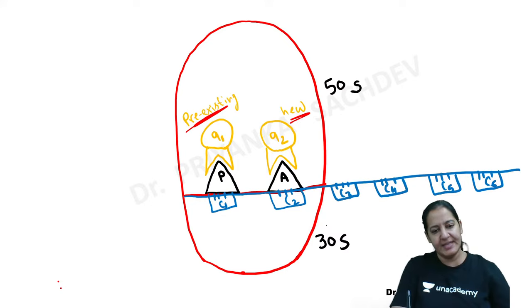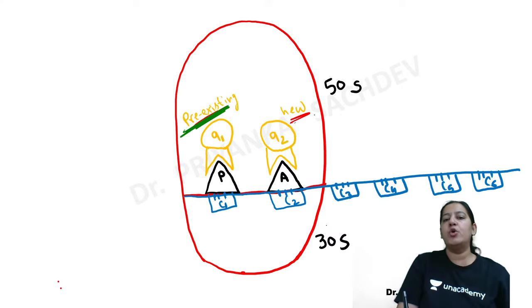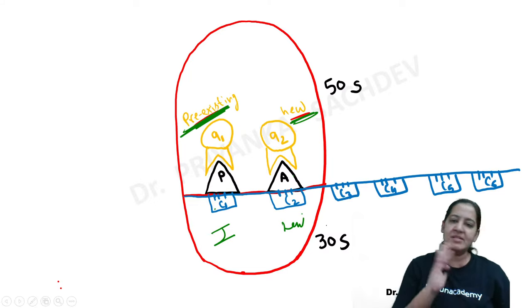Now, this is the pre-existing one. This is the new one. Can I say this? Yes. At the P window, the pre-existing one is there, and at the A window, the new one is there. It is a rule. It is always like this. At P, initiation takes place, and at A, the new one will come. So step 1 and step 2 are over.